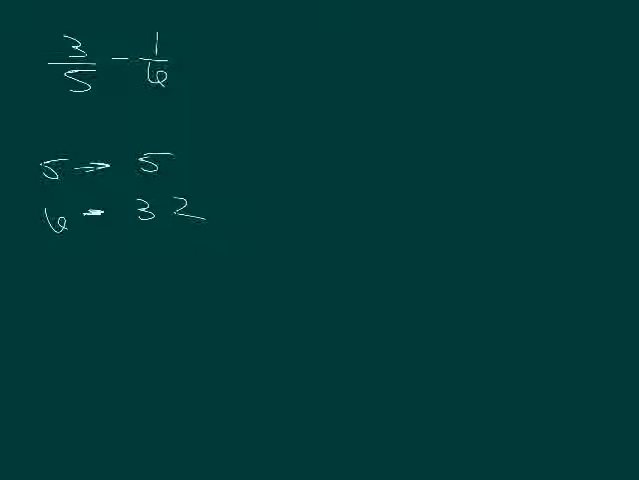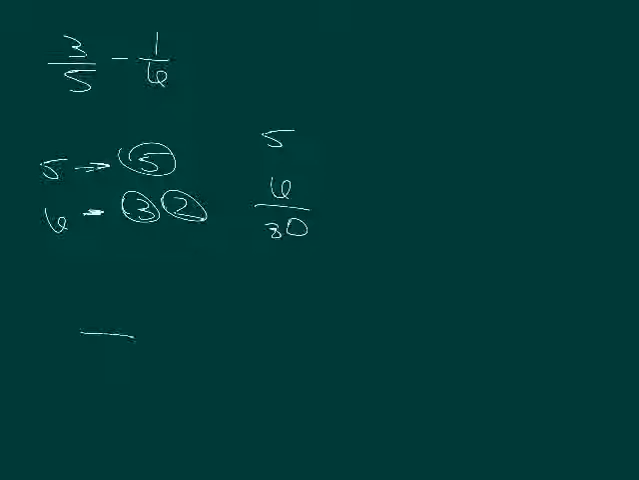So where does 5 occur the most? Right there, because it doesn't occur with 6 at all. 3 times 2. 3 occurs the most right there. 2 occurs the most right there. So we have a 5 and a 6, 3 times 2. Multiply those together and we get 30. So the least common denominator is 30.